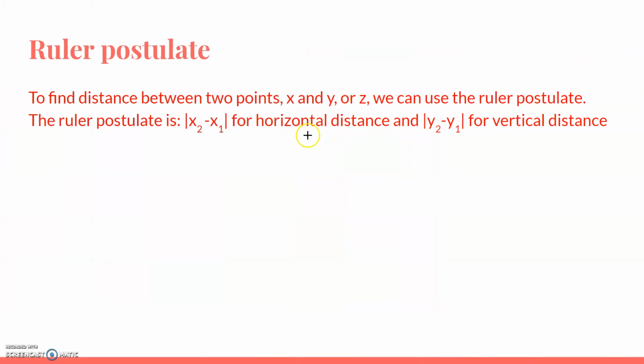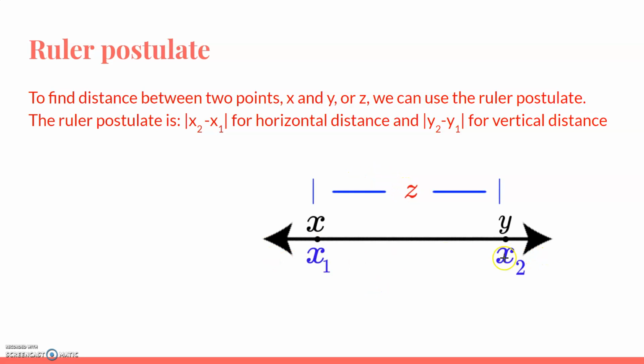So first off, let's start with the ruler postulate. To find the distance between 2 points, x and y, or the total distance between them, z, we can use a ruler postulate. The ruler postulate for horizontal distance is the absolute value of x2 minus x1, and the ruler postulate to find the vertical distance is the absolute value of y2 minus y1. This is mainly for when you're graphing points on a coordinate plane, but here it's represented on a line.